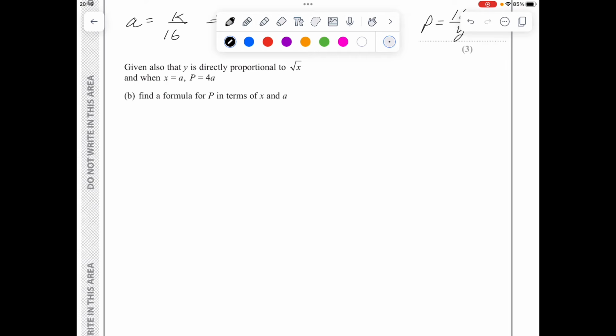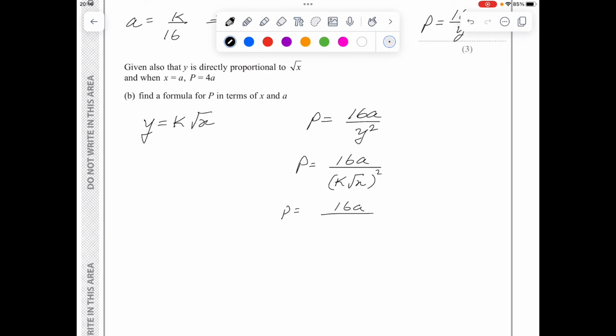In part B, we are given that y is directly proportional to the square root of x. So y equals k square root of x. Note that this k is not the same k as in part A. Now from part A, I know that p equals 16a over y squared, so I can replace the y with k root x. So p equals 16a over k square root of x squared. So p equals 16a over k squared times x.